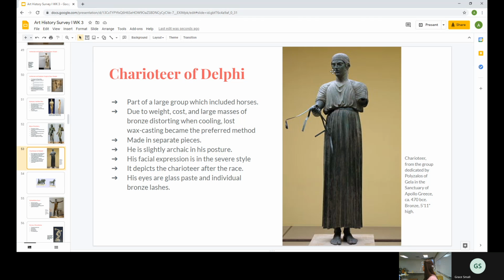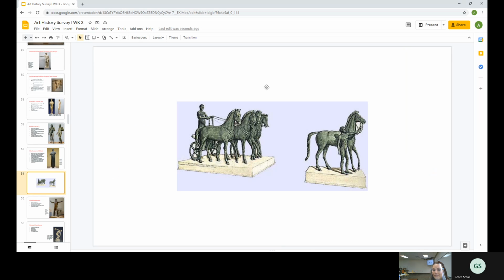Kind of not super clear on that, but yeah. Your book says severe style, but I say he looks kind of serious to me. But both of those things are the same word, so yeah. He also had individual eyelashes on, however, his were not copper or silver, his were also bronze. So great attention to detail with all of these bronze statues that we've talked about. And yeah, it's a shame we don't have this. I think it'd be so cool to see.